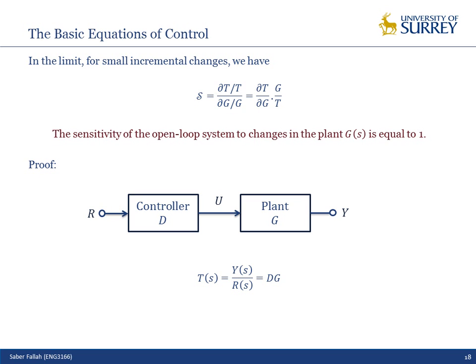dT over dG. What's dT over dG? It will be d. Exactly, it will be d. And G is G, T is dG. So if you do this multiplication, this d will be cancelled out by this d. G over G will be 1. So you have 100% error. Not error, 100% sensitivity. Your system is 100% sensitive to parameter changes, or it has no robustness against parameter changes.